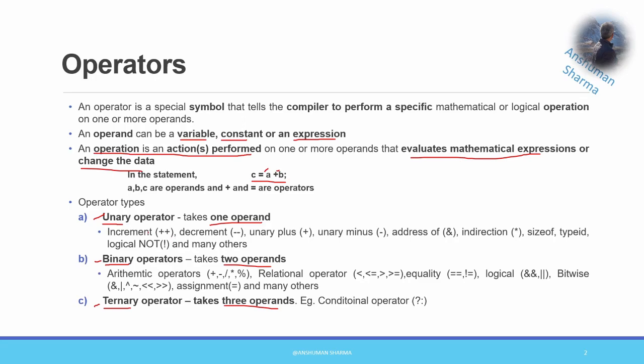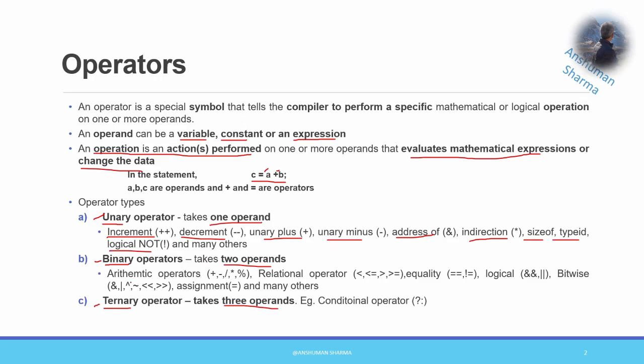So all the various operators that are available in C++ can be classified into these three categories. For example, increment, decrement, unary plus, unary minus, address-of operator, indirection, sizeof, typeid, logical not, and many other operators fall under the category of unary operators.